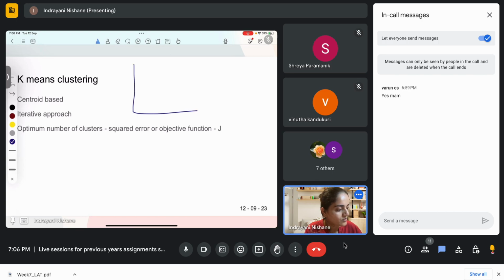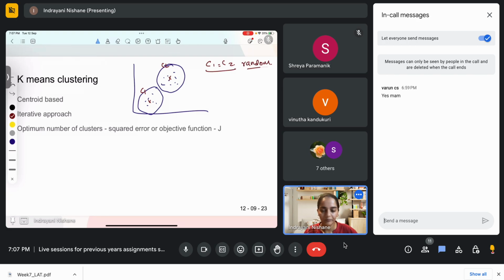So we have certain data points here, some data points here. You can see two clusters, right? So we can have two centroids, C1 and C2, over here and over here, like that. In the first iteration, the centroids C1 and C2 are random or arbitrary.